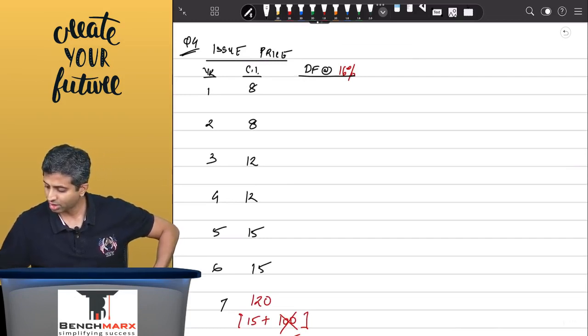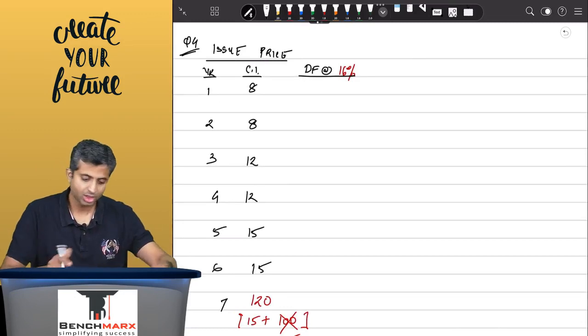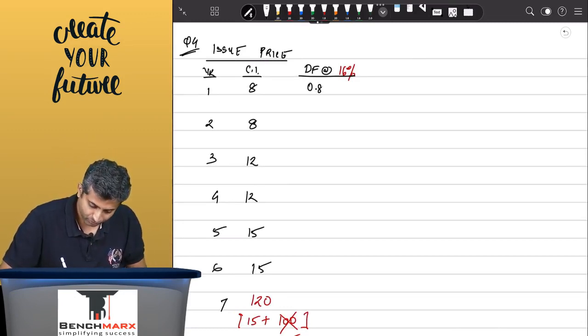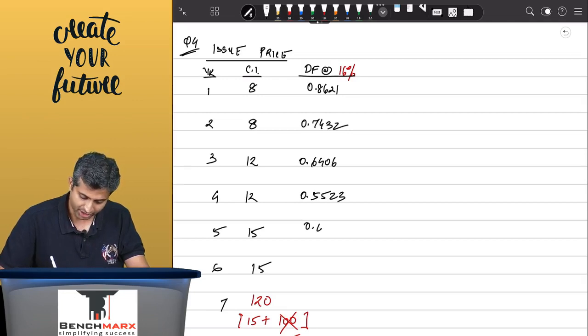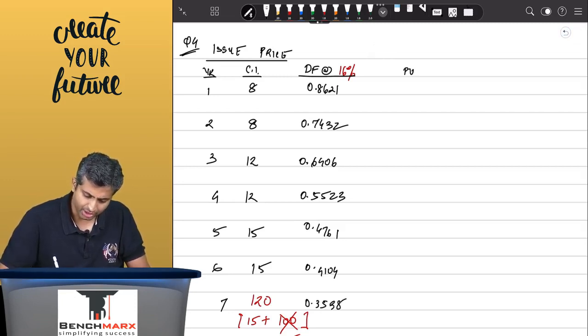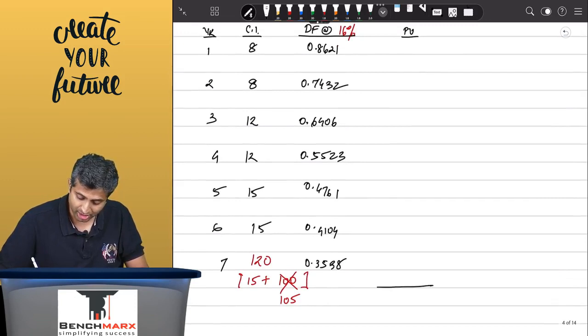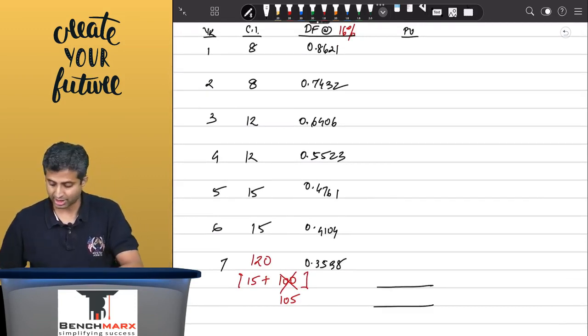1 divided by 1.16, let us say this is 0.8621, 0.7432, 0.6406, 0.5523, 0.4761, 0.4104, and lastly 0.3538. So if I multiply all of these, you will get the final answer, which is the present value, which is the value at which you will issue so that the investors get a 16% return.